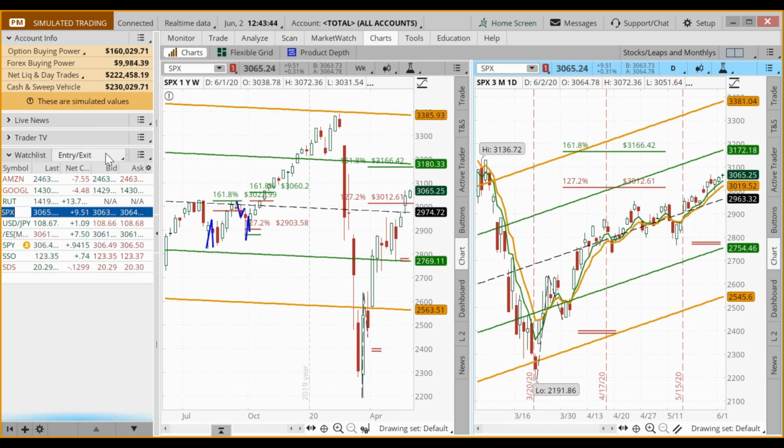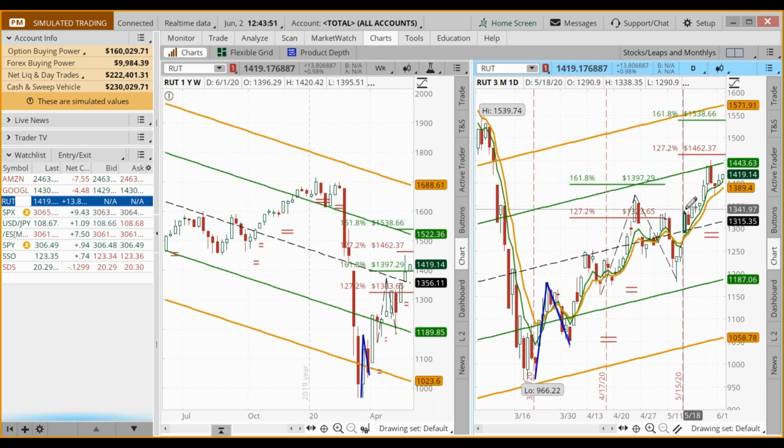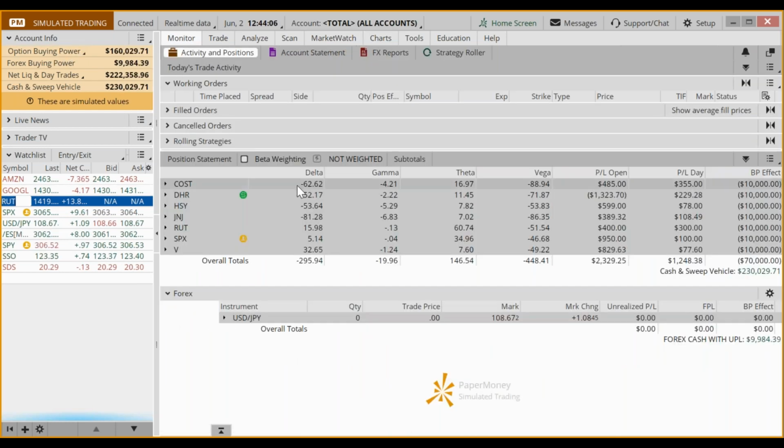The other one we have is the RUT, and the RUT is another example of the 5 over the 8 and the real strong trend there. It hasn't come up to the 127 just yet, so we're just going to hang in there with that one. The RUT is doing quite well too.